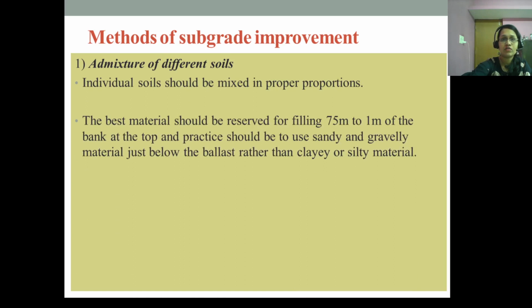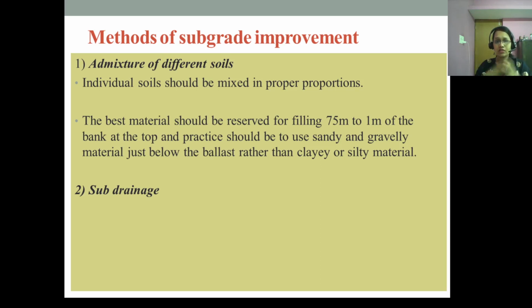First, admixtures of different soils. The desired constituents should be brought from the scattered borrow pits and mixed together during the process of spreading on top of the bank before compaction. Sandy material should be mixed with clay soils to reduce the plasticity of the clay and to provide internal friction. Individual soils should be mixed in proper proportions.